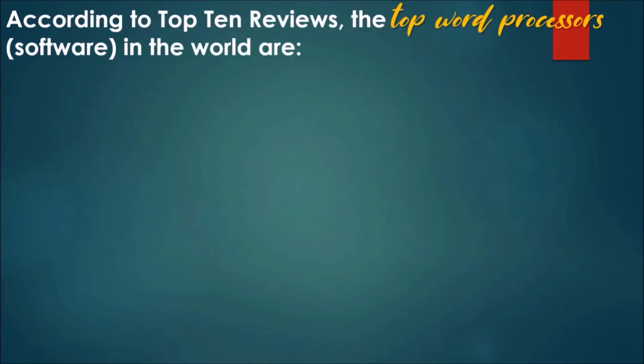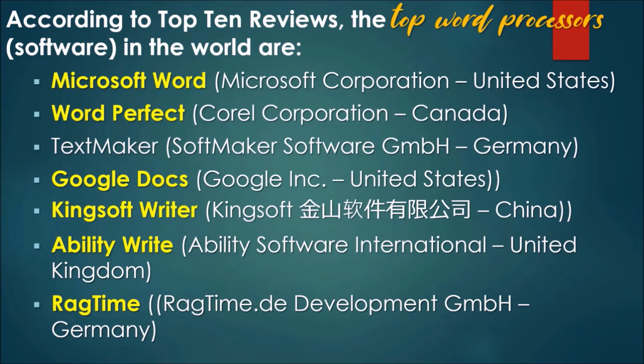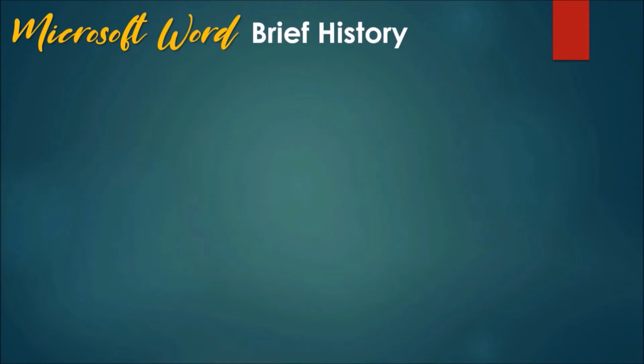According to the Top 10 Reviews, the top word processors in the world are Microsoft from the United States, WordPerfect from Canada, TextMaker from Germany, Google Docs from the United States, Kingsoft Writer from China, AbilityWrite from the United Kingdom, and Ragtime from Germany. Pumunta naman tayo sa brief history ng Microsoft Word.